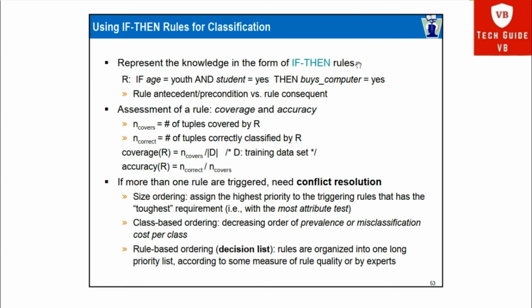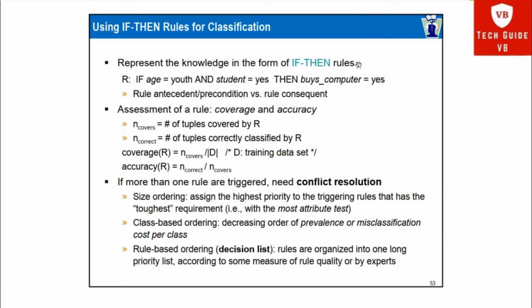If you want to apply more than one rule, there will be a triggering conflict, so we need conflict resolution. How to handle this? By size ordering: assign the highest priority to the triggering rule that has the toughest requirement, that is, with the most attribute tests. This is one conflict resolution technique.